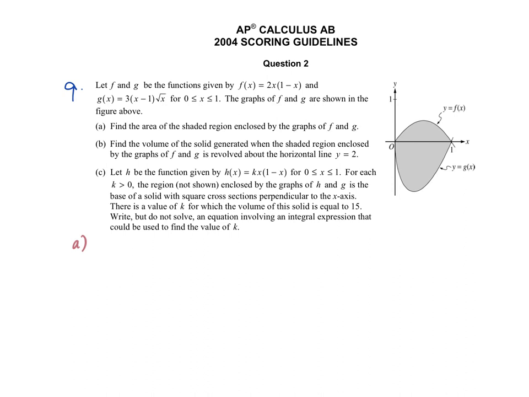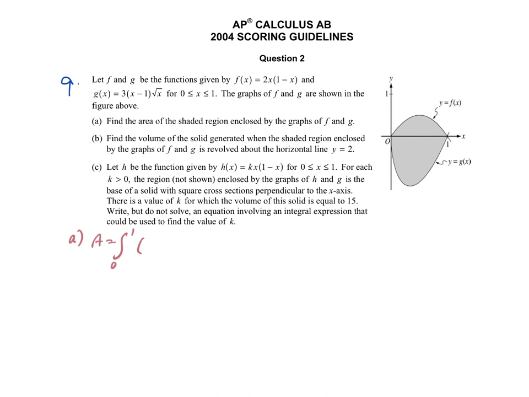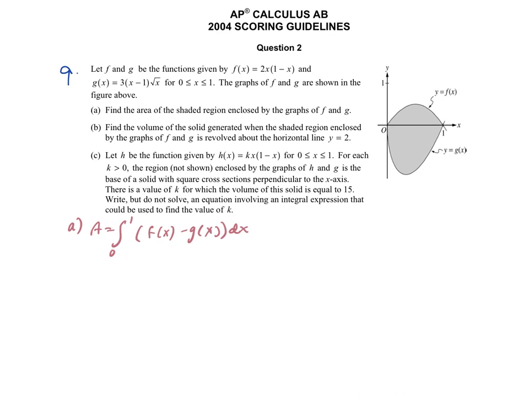So for part A, find the area. I don't think we need any points of intersection. So it's going to go from 0 to 1, upper minus lower. So the upper is the f of x. They even put it on the graph for us. So f of x minus g of x dx. Okay, and then go ahead and put it in the calculator. You get about 1.133.